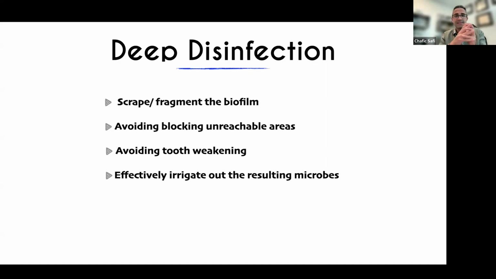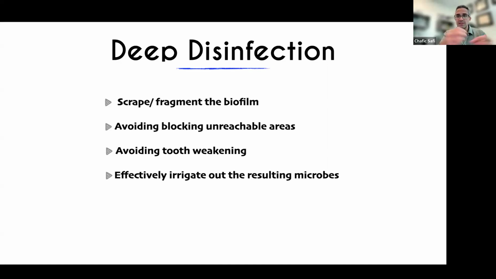And so we need something that's able to scrape the biofilm, because biofilm is very hard. Just like periodontal biofilm, it doesn't get removed just by flushing. We need to scrub it, we need to scrape it, or we need to brush it. And we need to do that with something that avoids blocking the unreachable areas, meaning we need to scrape this biofilm, but not leave it behind.